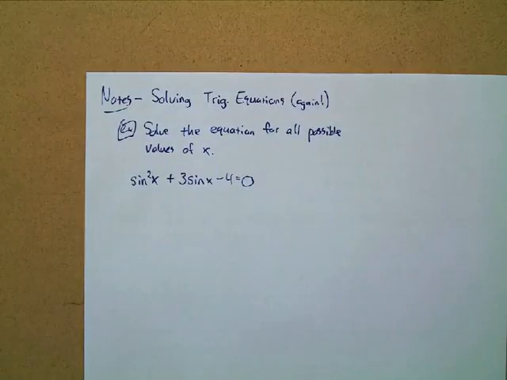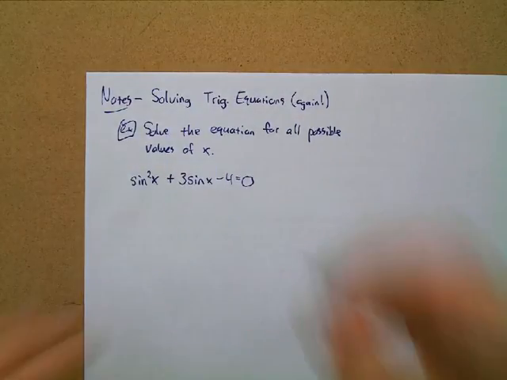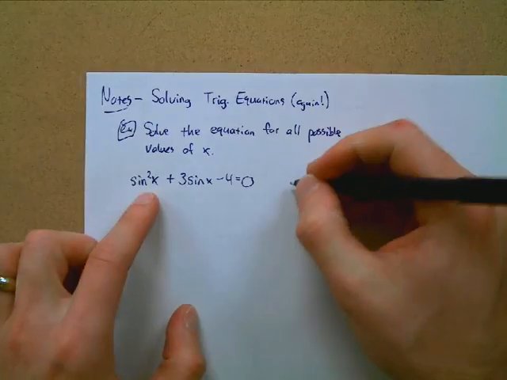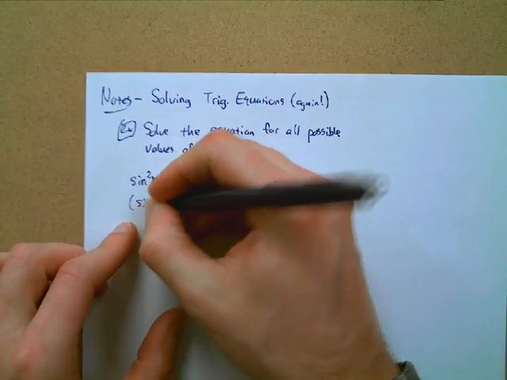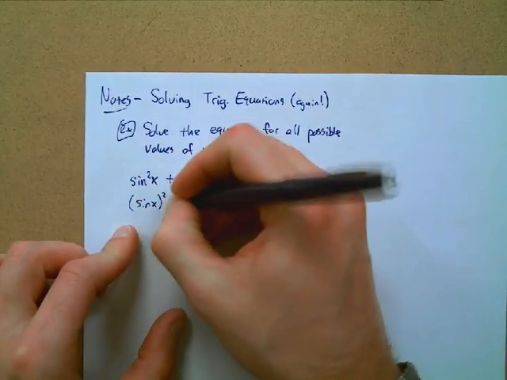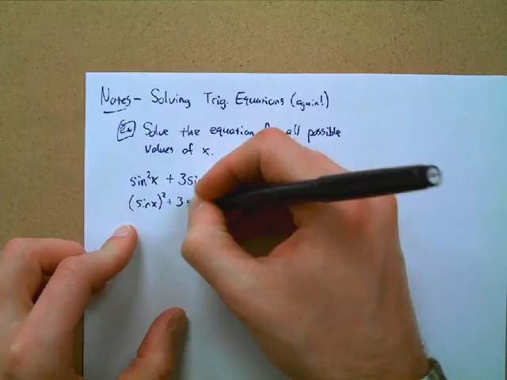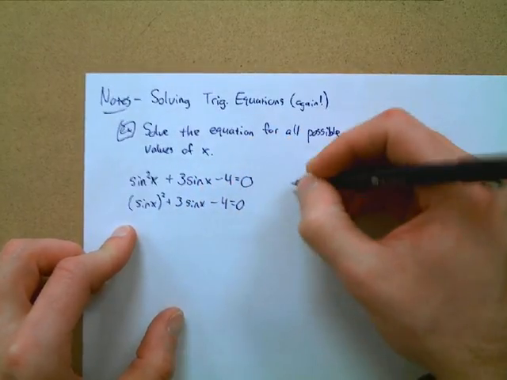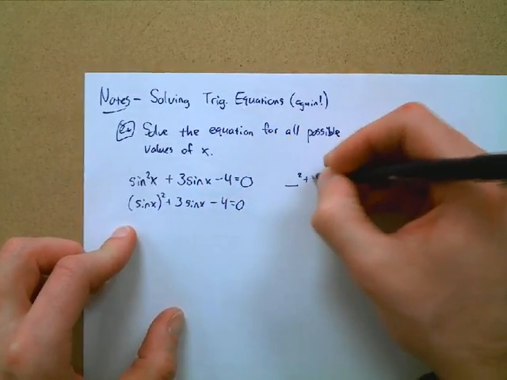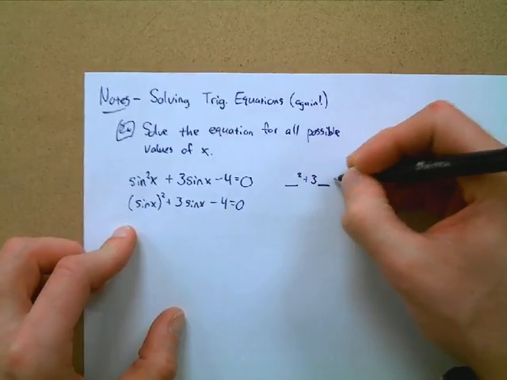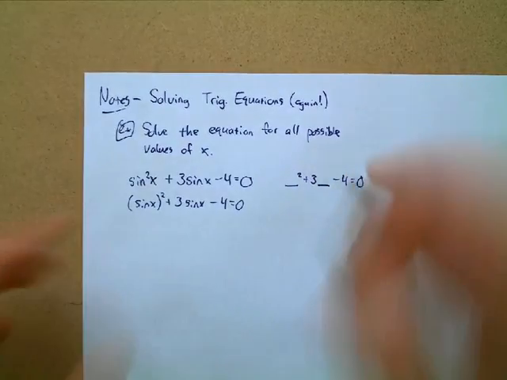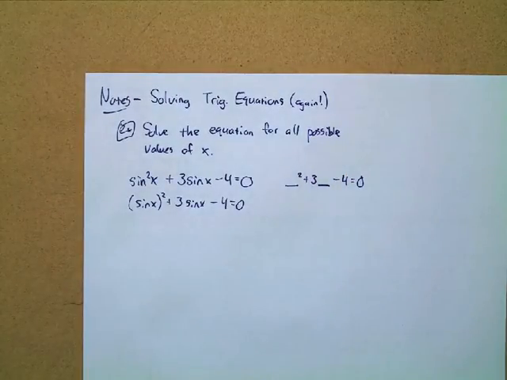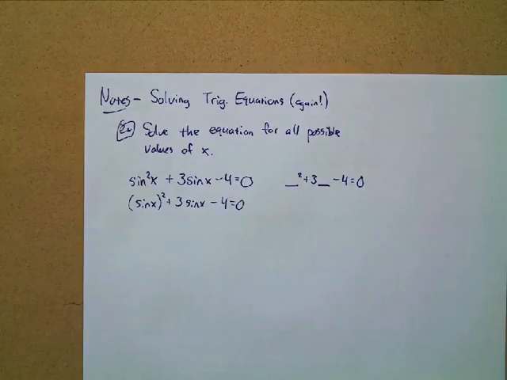But upon closer inspection, sine squared of x is really just the quantity sine of x, squared, plus 3 times that same exact quantity, sine of x, and then -4 equals 0. So in other words, we have something squared plus 3 times that same something, -4 equals 0. How might we be able to solve this? What could we potentially do here? Yeah, factor it, like it's a quadratic. In fact, it's basically a quadratic here.